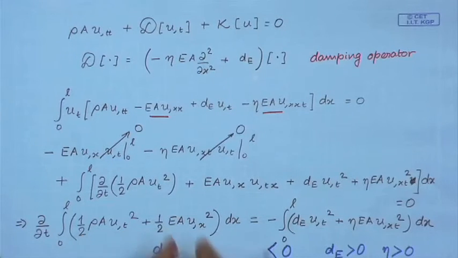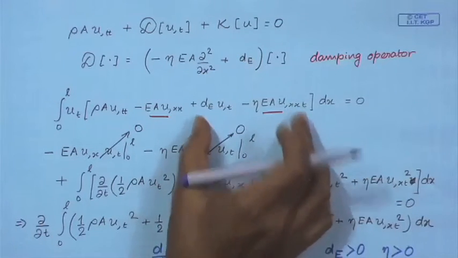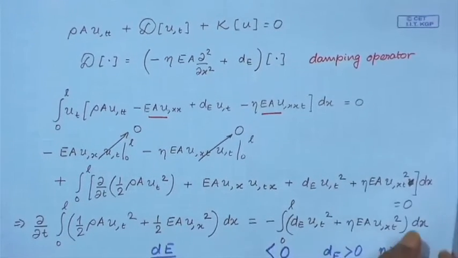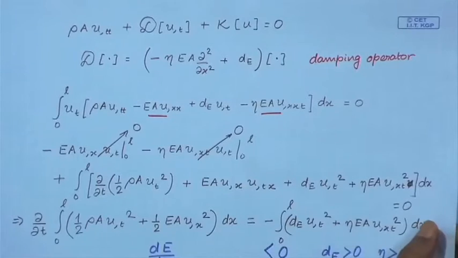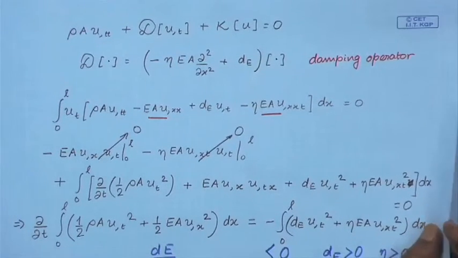So, this is the kinetic energy, this is the potential energy, we have already seen these terms. So, the rate of change of energy is always negative, which means energy always dissipates or drains out of the system. So, the mechanical energy is always dissipated by these two damping terms that we have considered. So, this shows how the energy dissipates with time.